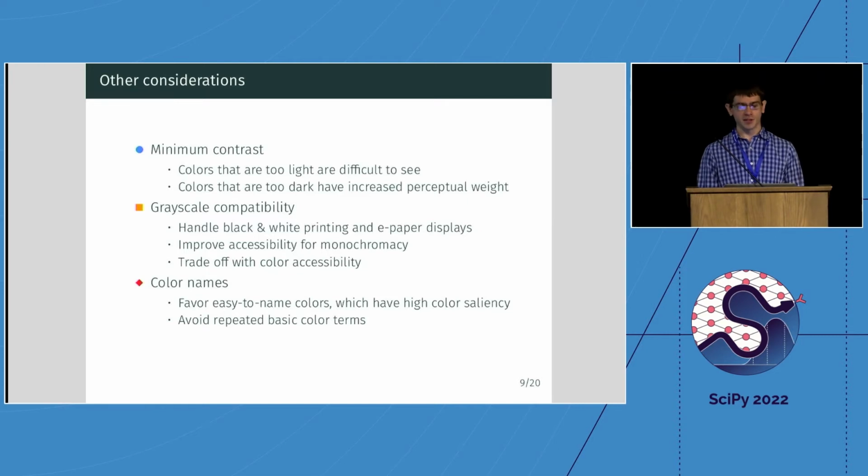And the last aspect has to do with color names. Colors that are easier to name or easier to describe in textual descriptions, and easier to match from those descriptions back to the colors in your figure. This can sort of be captured with a color saliency metric. High color saliency corresponds to colors that are easier to name.